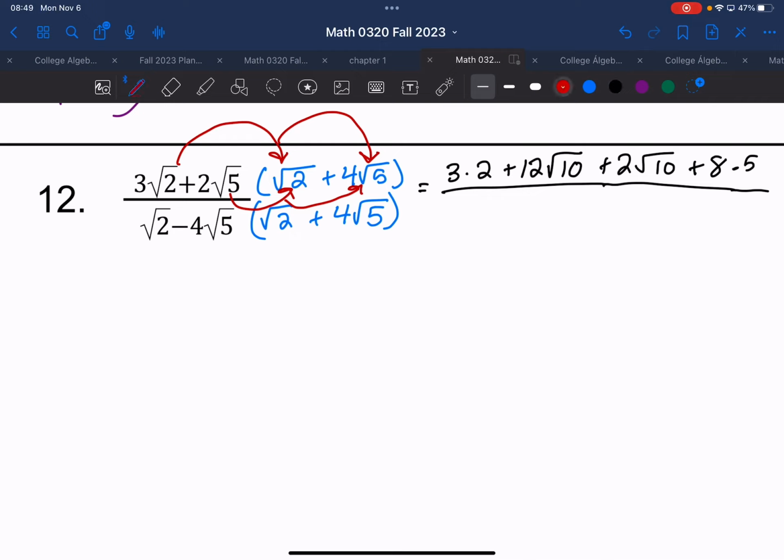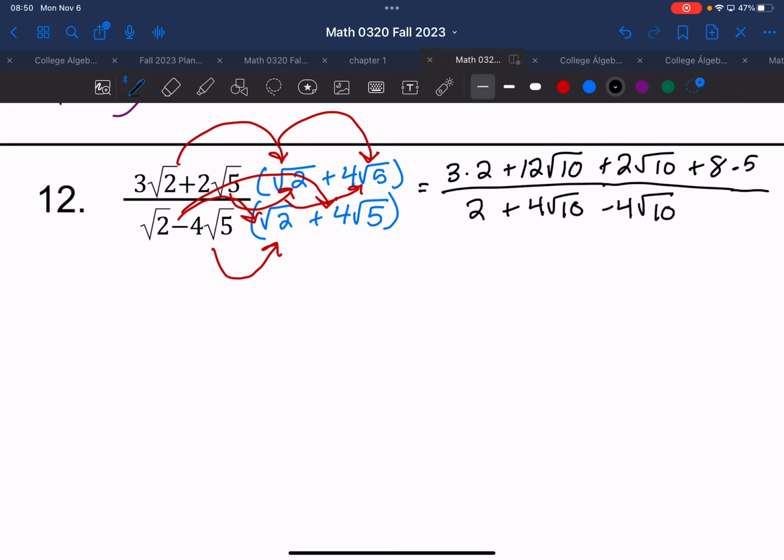So on the bottom, we have the square root of 2 times the square root of 2. The square roots are going to cancel, and we're going to be left with 2. Then we have the square root of 2 times 4 square roots of 5. So this is going to become 4 square roots of 10. Then we have negative 4 square roots of 5 times square root of 2, which is going to be negative 4 square roots of 10.